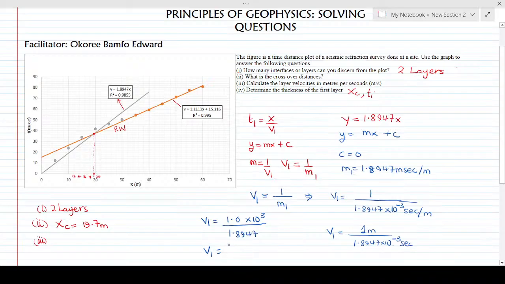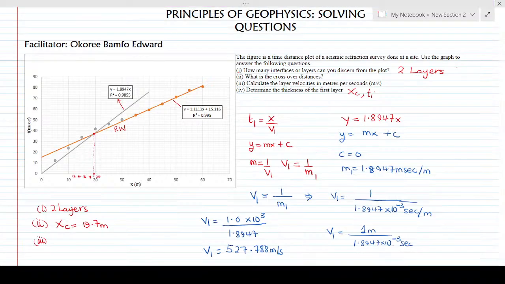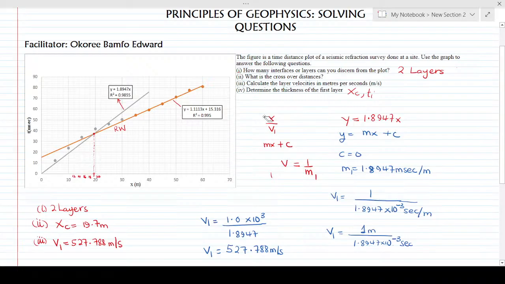So the velocity is 527.788 meters per second. So that is the velocity of the wave in the first layer. That is 527.788 meters per second. Are you okay? Now, because we said that there are two layers, we need to find the velocity of the second layer also.